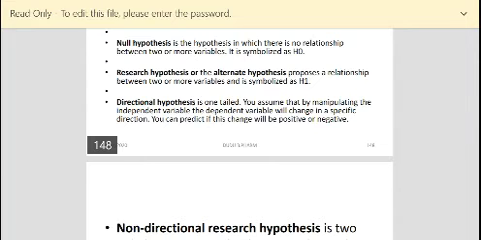We also have the directional hypothesis. You assume that by manipulating the independent variable, the dependent variable will change in a specific direction. You can predict if this change will be positive or negative. This we call a directional hypothesis. For example, the decrease of A may cause the increase of B. Or the increase of variable A may cause the increase of variable B. That is directional.